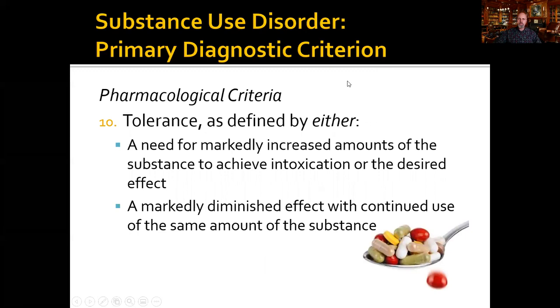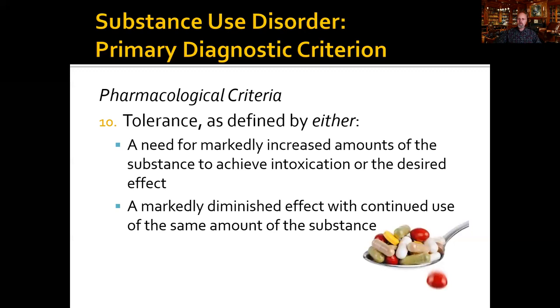Then the last category is the pharmacological criteria. There are two of them here. Tolerance is the first of the pharmacological criteria, and there are two ways you can determine whether somebody has tolerance. The first one is a need for markedly increased amounts of the substance to achieve intoxication or the desired effect. If you started out drinking 2 beers and that gave you a big buzz, and now you need to drink a 12-pack before you've got a buzz, that would be an example of increased amounts of the substance needed in order to achieve intoxication.